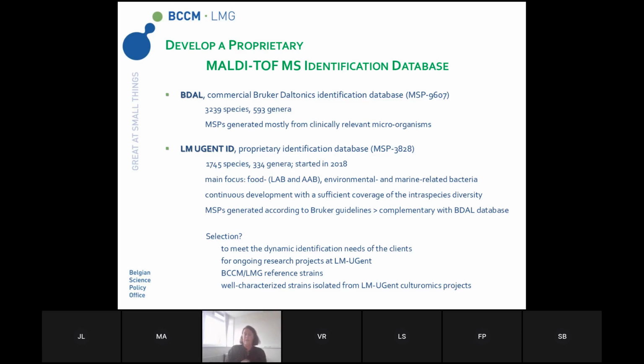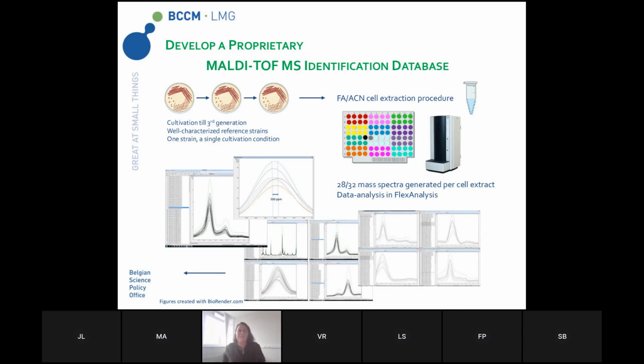And we have, in recent years, our well-characterized strains that we have isolated in our culturomics projects. Those strains are whole genome sequenced, so we are very sure about their identity, and they are also nice additions to our database. So how do we proceed? What is the procedure? According to Bruker, we cultivate until the third generation, meaning that we have reference strains well adapted to the growth conditions used. One strain, a single growth condition, will correspond to one main spectrum.